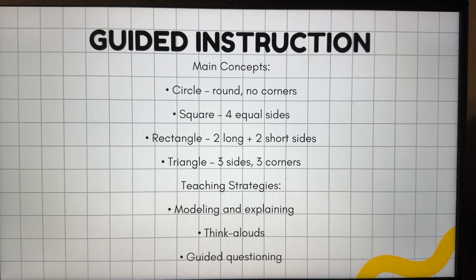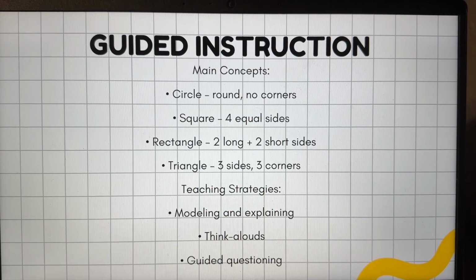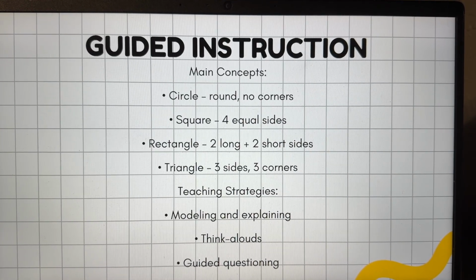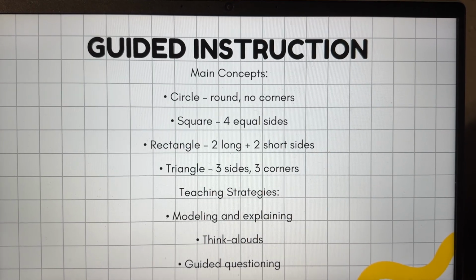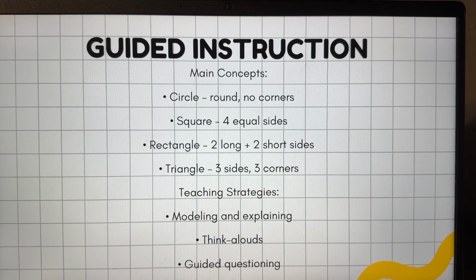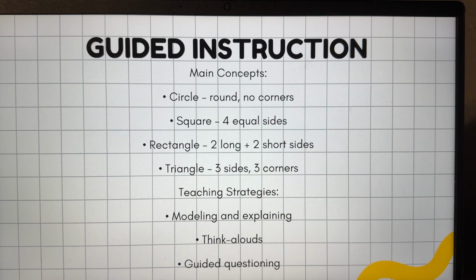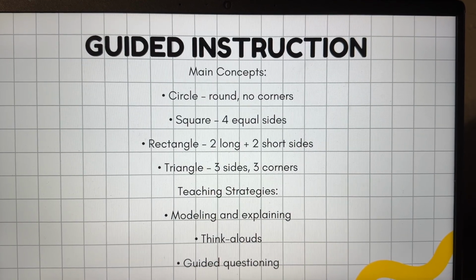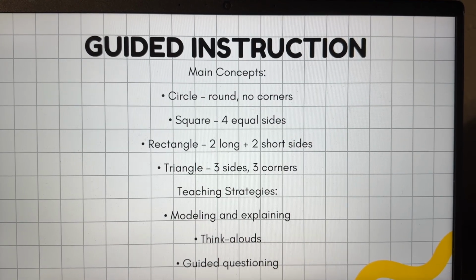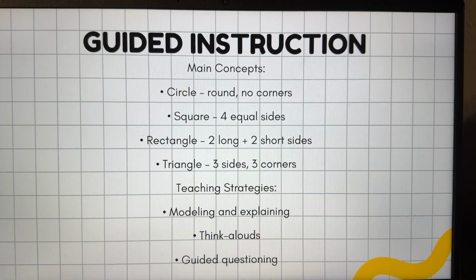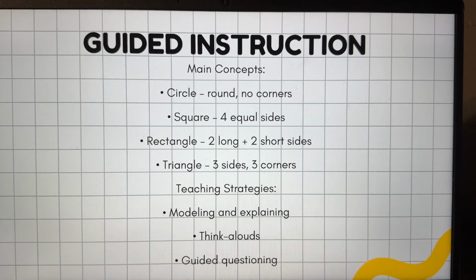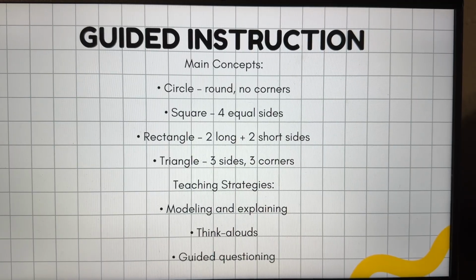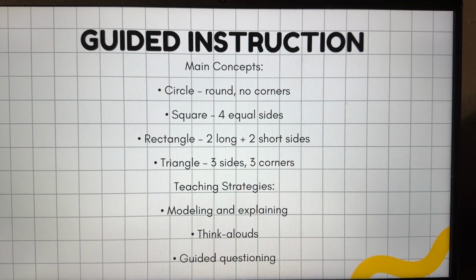For our guided instruction, our main concepts are going to be a circle, round, no corners, a square, 4 equal sides, a rectangle, 2 long and 2 short sides, a triangle, 3 sides, 3 corners, and our teaching strategies are going to be modeling and explaining, think alouds, and guided questioning.